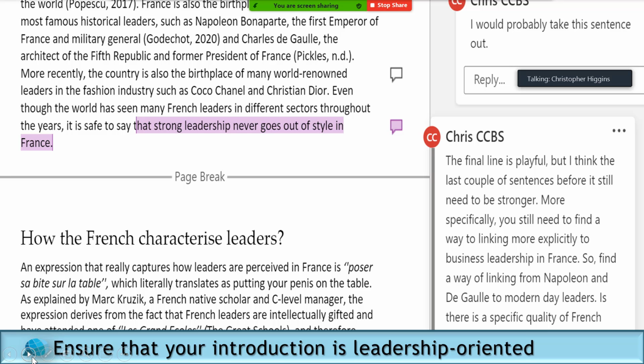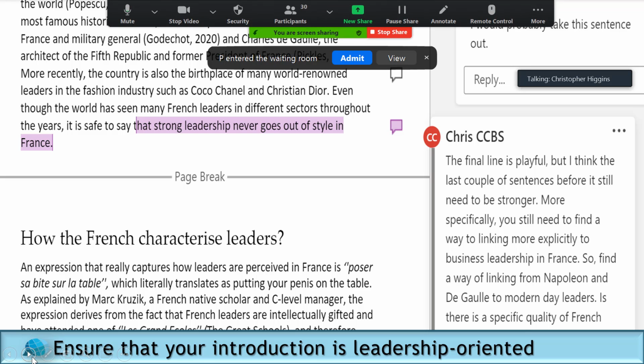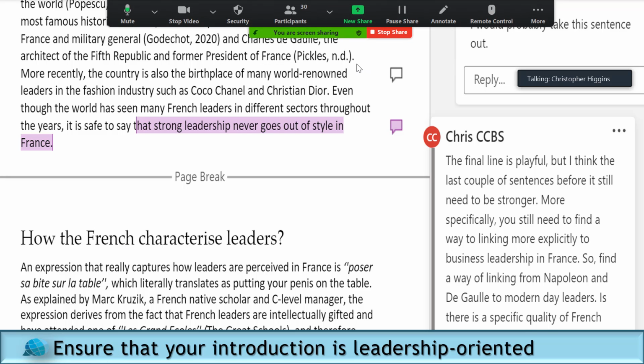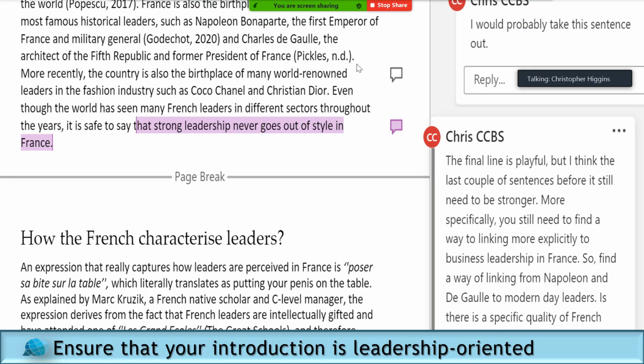Then they return to the business leaders again, and they try a playful sentence, which in some contexts I might like, but I feel like they needed to make the point stronger. So they put, it's safe to say that strong leadership never goes out of style in France. But when you say strong leadership, you would tend to think that would follow Napoleon and Charles de Gaulle rather than Coco Chanel and Christian Dior. So maybe just by taking some things out and rearranging things, you can create that transition that I keep telling teams to try and do. But it's an ongoing process. Everyone's still trying to find that balance. But if your team doesn't have it already, you need to try and do it.